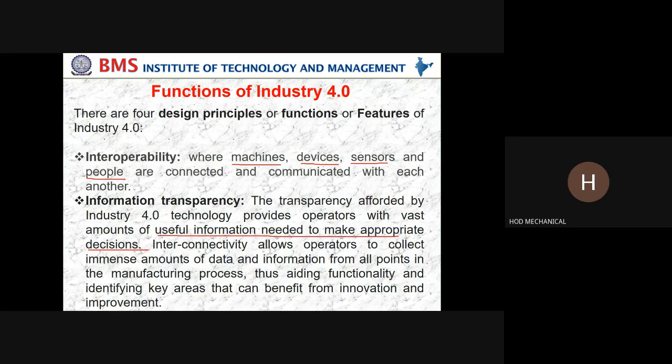With respect to all these components, you may have to make certain decisions. When to start the operation, when to end the operation, what decisions you need to take if there is a deviation. In this case, information transparency is very much required. This can be achieved if you have communicated with them properly. That is the useful information needed to make appropriate decisions. This can be done by having better interconnectivity. By having better interconnectivity, it is possible for us to achieve information transparency.